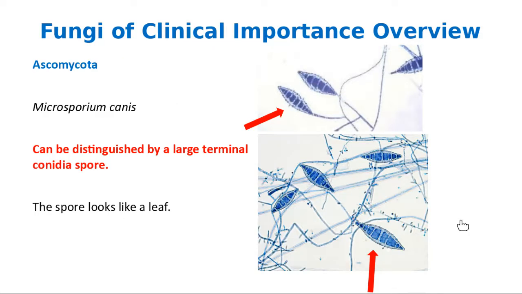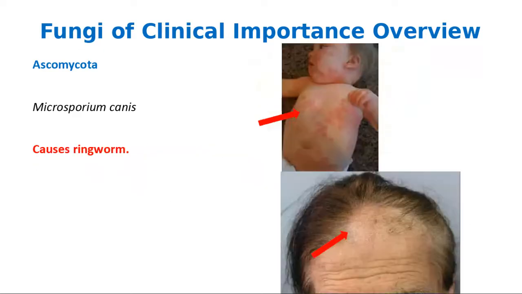One of the easiest organisms to identify, hence I selected it, is Microsporum canis. It's one of the etiologies that causes ringworm. And so it looks like a leaf. It has one terminal conidia, and it looks like a leaf. And so it's real easy to identify. So if you see this organism looks like a leaf, it's going to be Microsporum. Okay. And then you need to know that it causes ringworm or tinea, right?